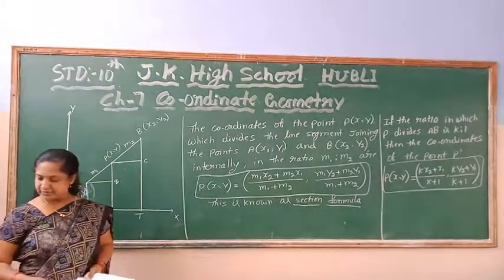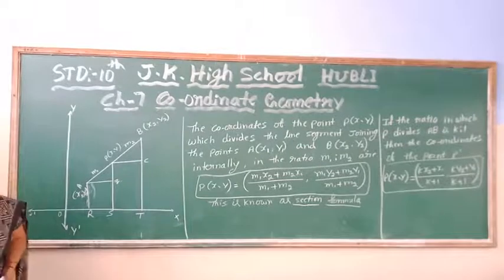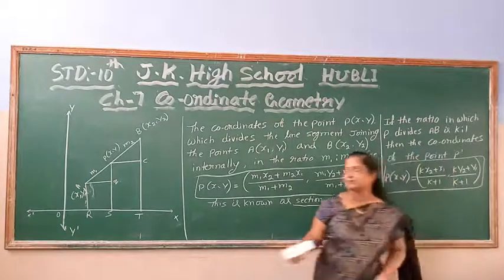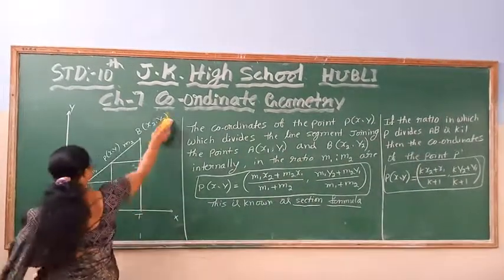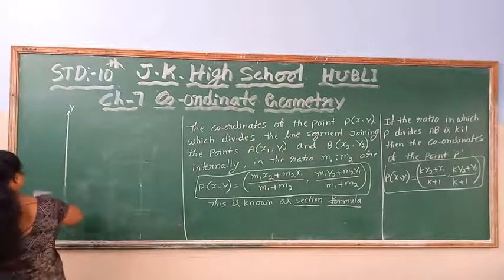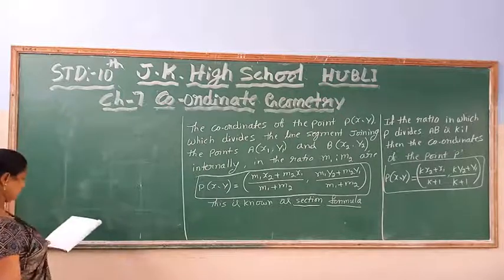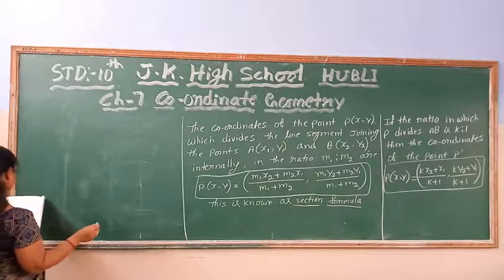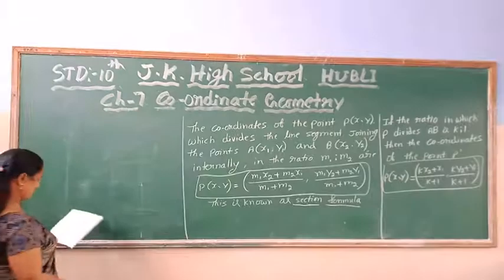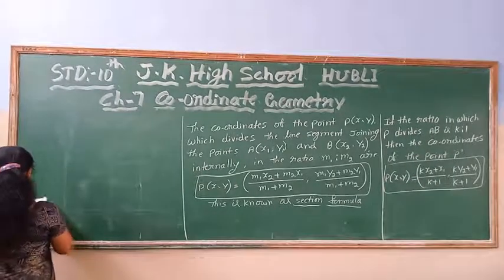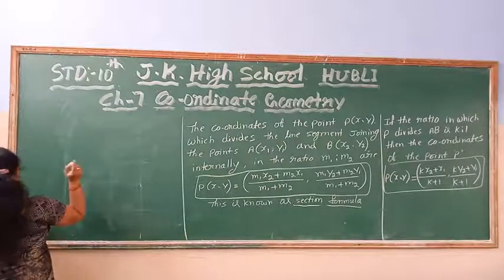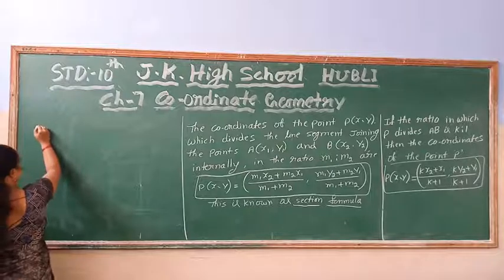Then, as a special case, if the point is at the midpoint, then the formula reduces to this form. Write down: the midpoint of the line segment divides the line segment in the ratio 1 is to 1. Therefore the coordinates of the midpoint P of the points A (x1, y1) and B (x2, y2) become in this manner.